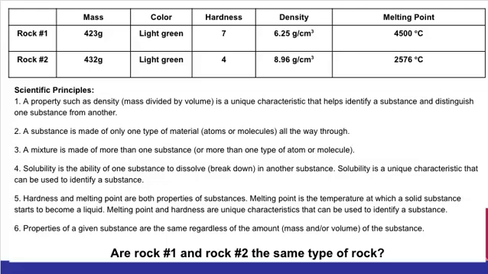But if I look up here, I have mass, color, hardness, density, and melting point. I have no solubility, so 4 doesn't make sense. I shouldn't use that. 5 is hardness. Hardness and melting point are both properties of substances.